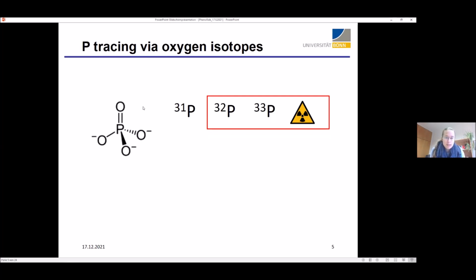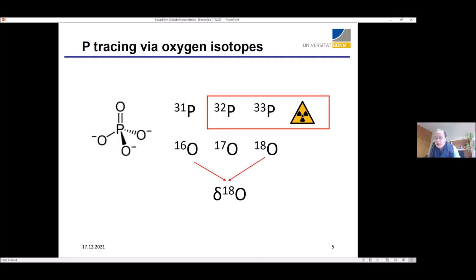But what you can also see in this phosphate ion is that phosphorus usually occurs in combination with oxygen, and oxygen does have 3 stable isotopes. So we can now use the ratio of the 2 most abundant isotopes, the ratio of oxygen 18 to oxygen 16, and we can use that as a tracer of biological P turnover in the soil. And that is conventionally designated as the delta 18O value.